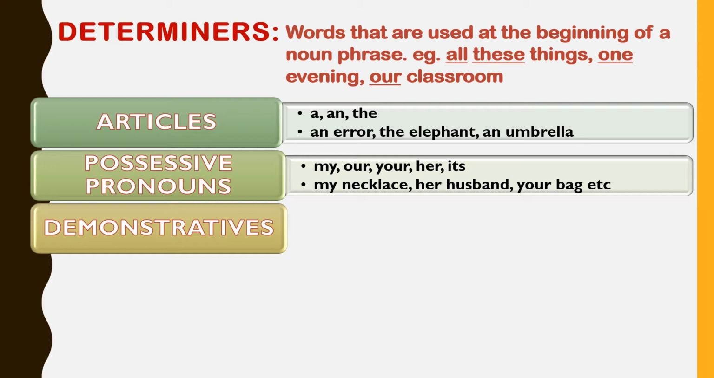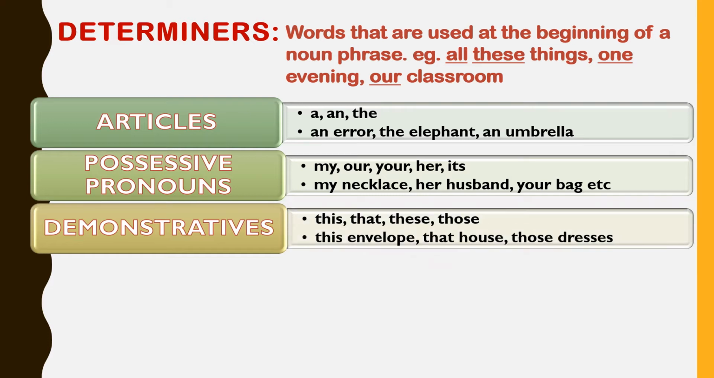Demonstratives is when I want to show something to someone. Demonstrate. So we have 4 demonstratives, that is this, that, these and those. And we use it like this: this white envelope, that faraway house, those beautiful dresses.